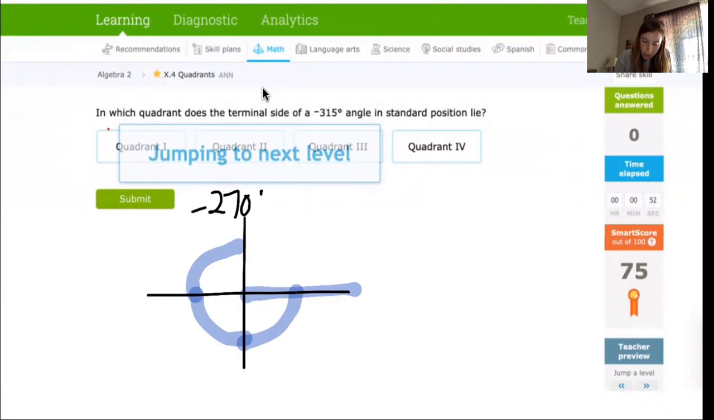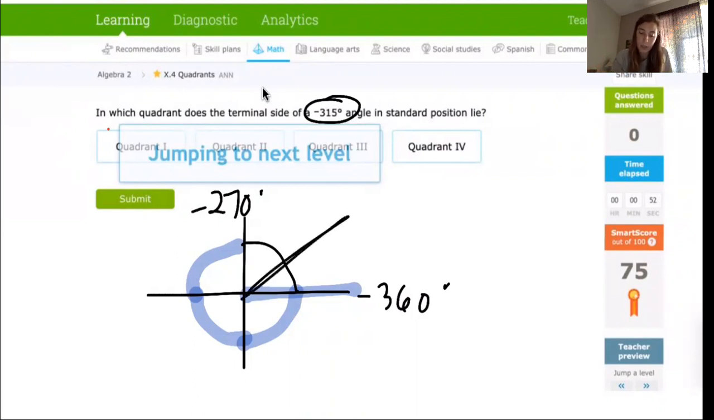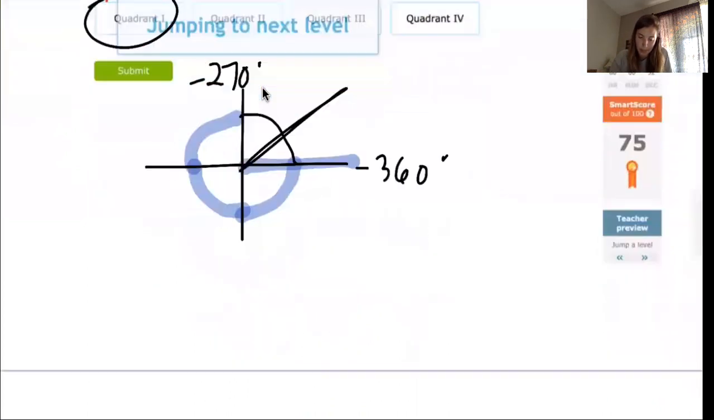If I went all the way back around again like this, then that would be at negative 360 degrees. But I only need to go 315. So that's going to be between negative 270 and negative 360. So it's going to be somewhere in there. So which quadrant is that? That is my first quadrant. The screenshot was weird on this one, but you can still see where quadrant 1 should be. Okay.